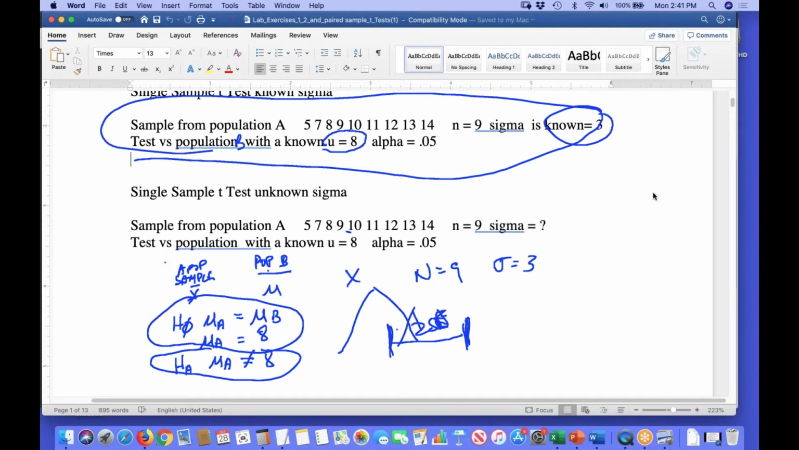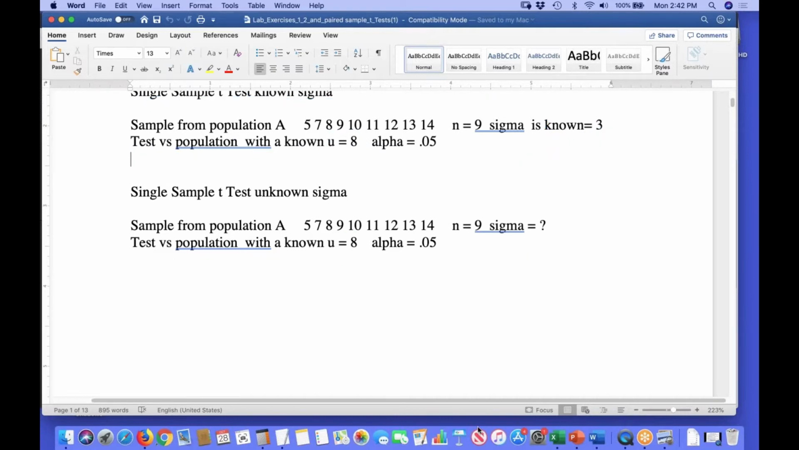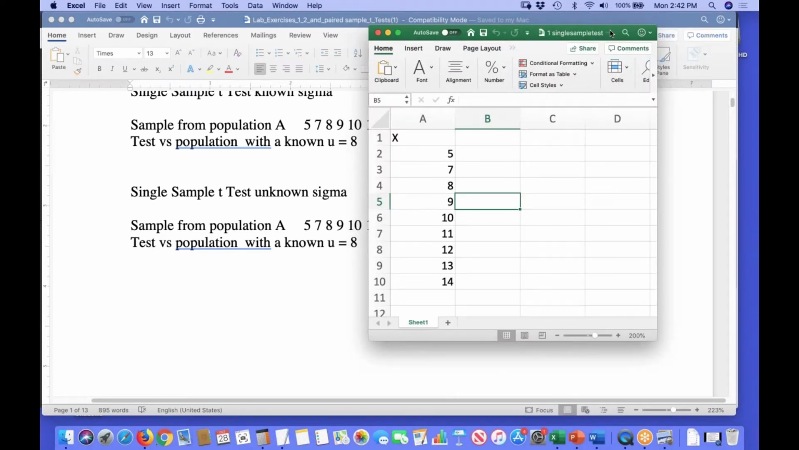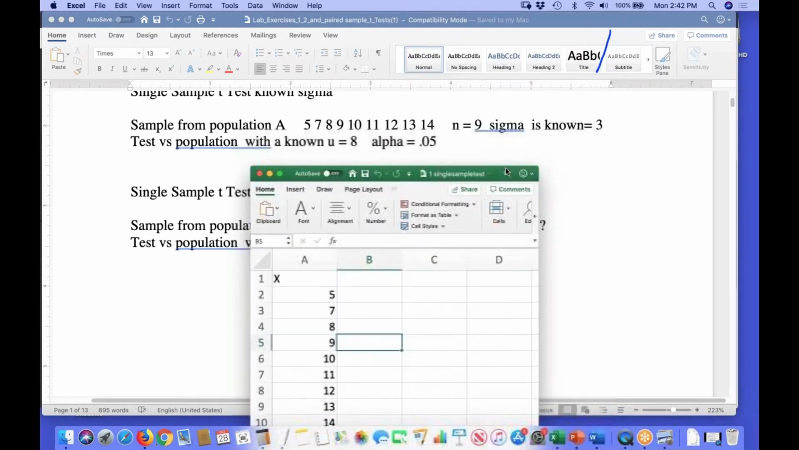So I'm going to clear this out. I'm going to go back. So I'm going to bring up Excel again, because I want to do it in Excel; I'll save a lot of aggravation. It'll take me a lot less time to do it in Excel.